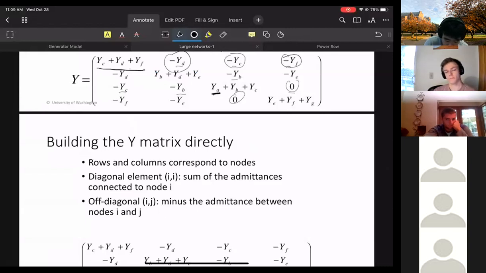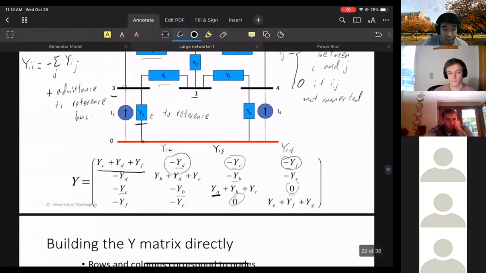Let me just add this sum admittance connected to OI. So this is right, including to the reference bus. Okay, good. Sorry, how do you determine the positive sign or negative sign, so YA or minus YA?